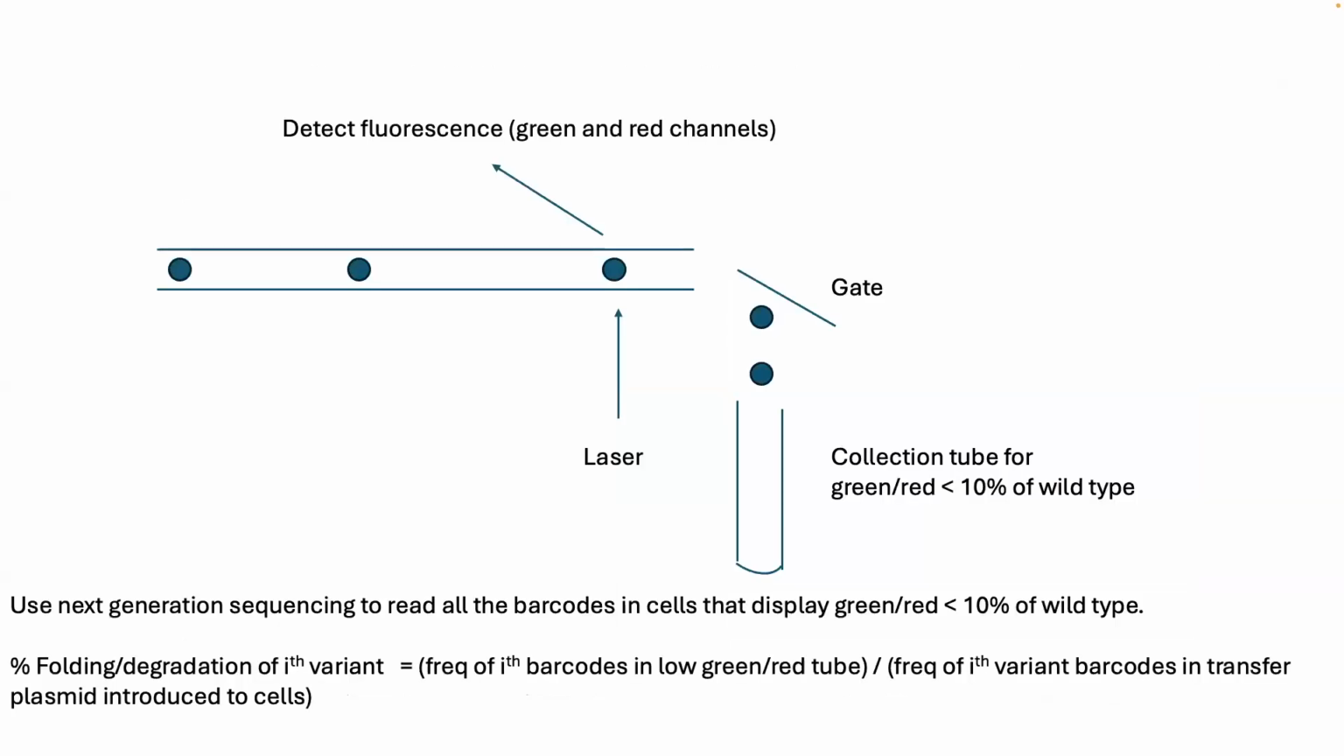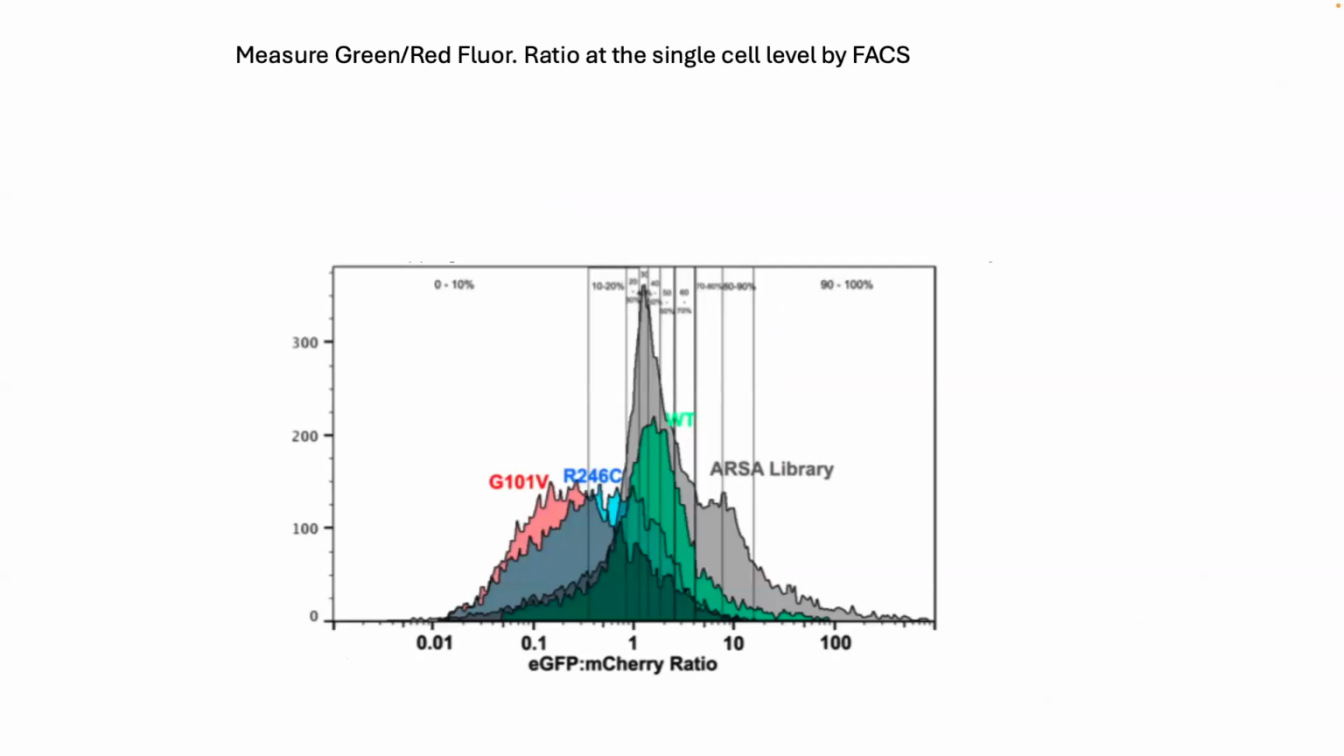We take these cells and we put them in a FACS machine, one by one, boom, boom, boom. And we measure the green-red ratio. It's very simple. If the green-red ratio is low, it means the green did not survive and the protein misfolded. We grab all the cells that have low green-red ratio and we focus on those. And we read their barcodes and we identify all the mutants that cause misfolding and degradation of the green protein. It's that simple. Let me show you that this works.